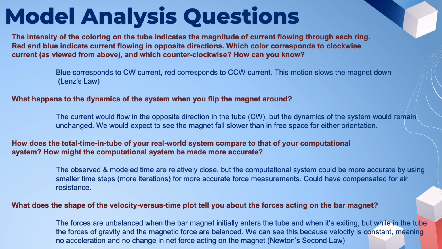And in the velocity versus time plot, we see that when the magnet first enters and exits the tube, the forces are unbalanced, but while the magnet is in the tube, the forces of gravity and magnetic force are relatively balanced. We can see this because the velocity is not changing.